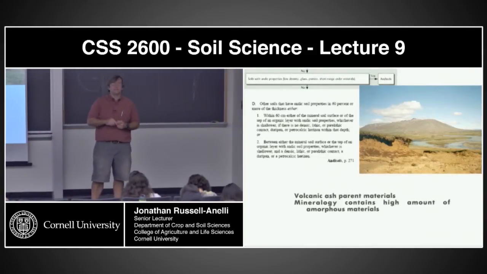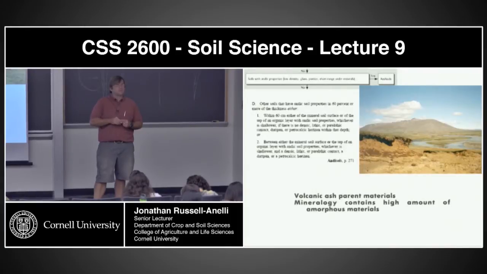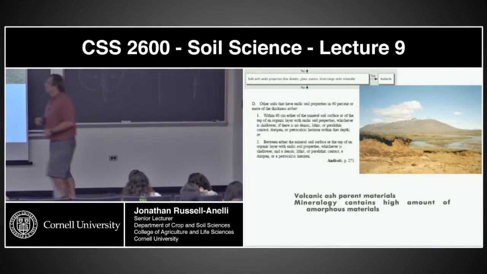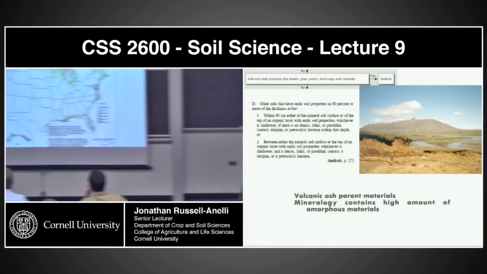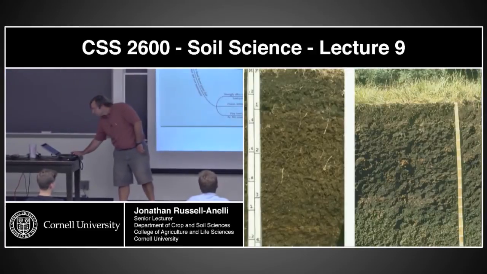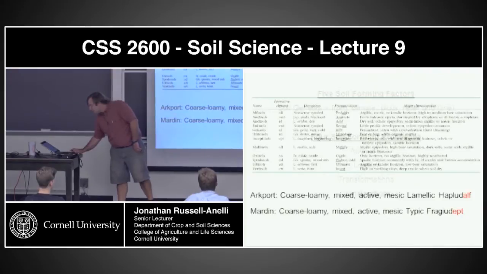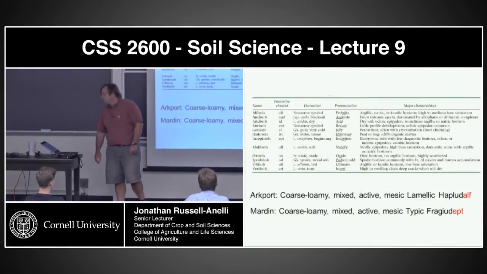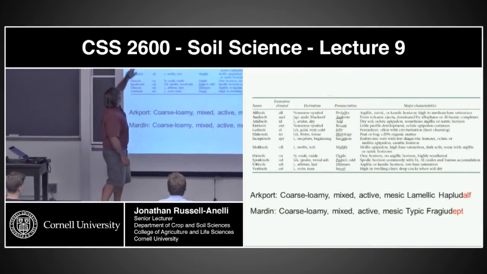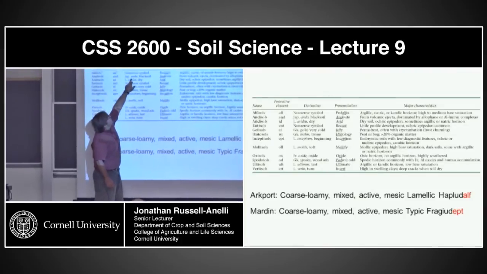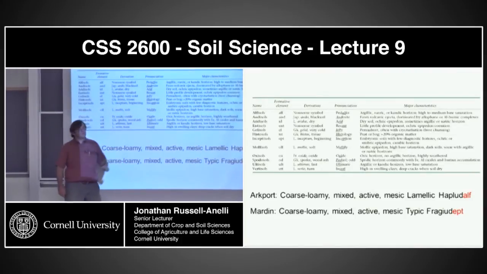Andic is, I think it's a Japanese term, comes from ando, and I think it means volcanic ash. I can go back to that. Ando, Japanese meaning black soil.